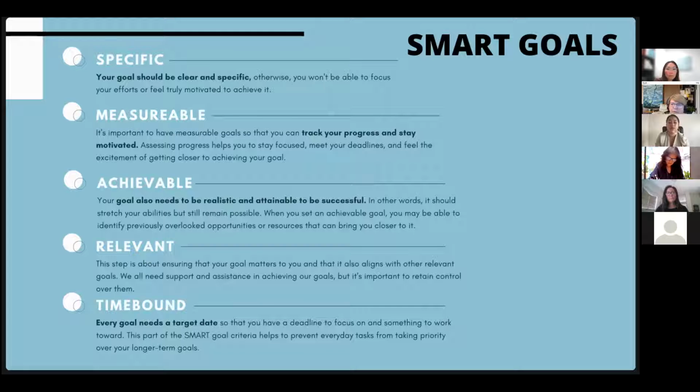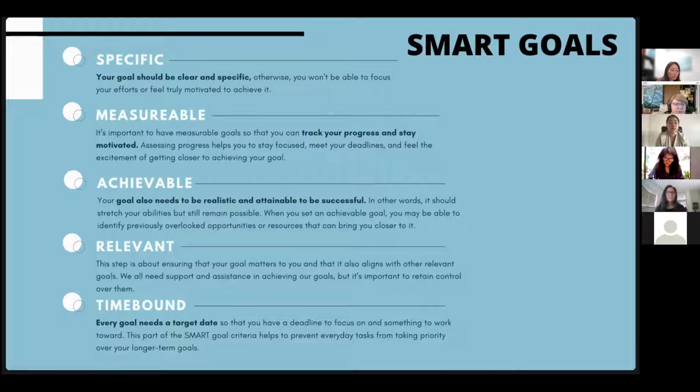Otherwise, you won't be able to focus your efforts or truly feel motivated to achieve it. Next, it needs to be measurable. It's important to have measurable goals so that you can track your progress and stay motivated. Assessing progress helps you to stay focused, meet your deadlines, and feel the excitement of getting closer to achieving this goal. Next, it needs to be achievable.